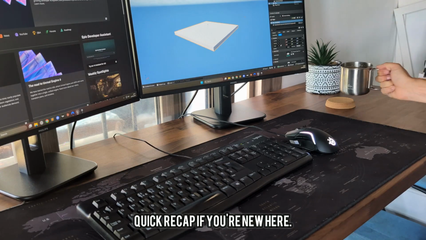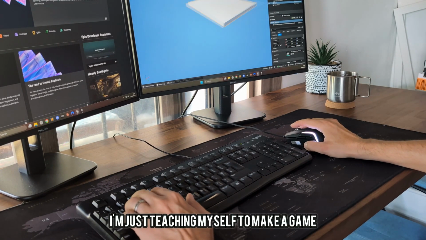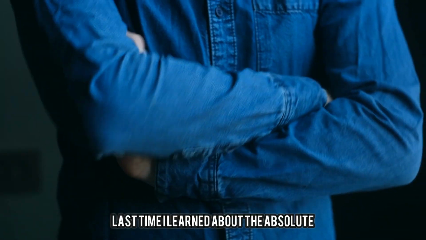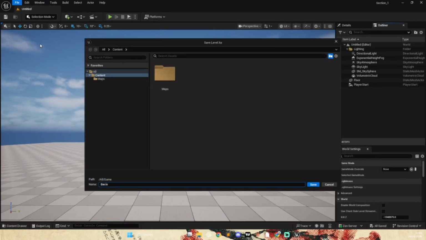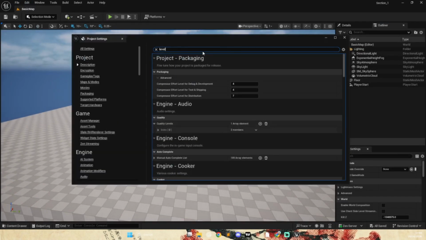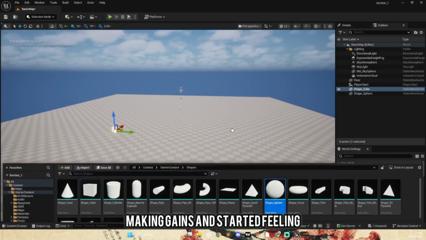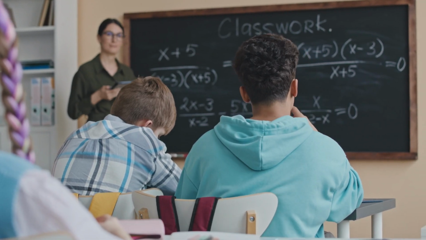Quick recap if you're new here. I've got no game dev experience, no coding background. I'm just teaching myself to make a game with a course and a lot of stubbornness. Last time I learned about the absolute basics. This time the course said, right, time for vectors. And that's when I stopped feeling like making games and started feeling like being back in a maths lesson.